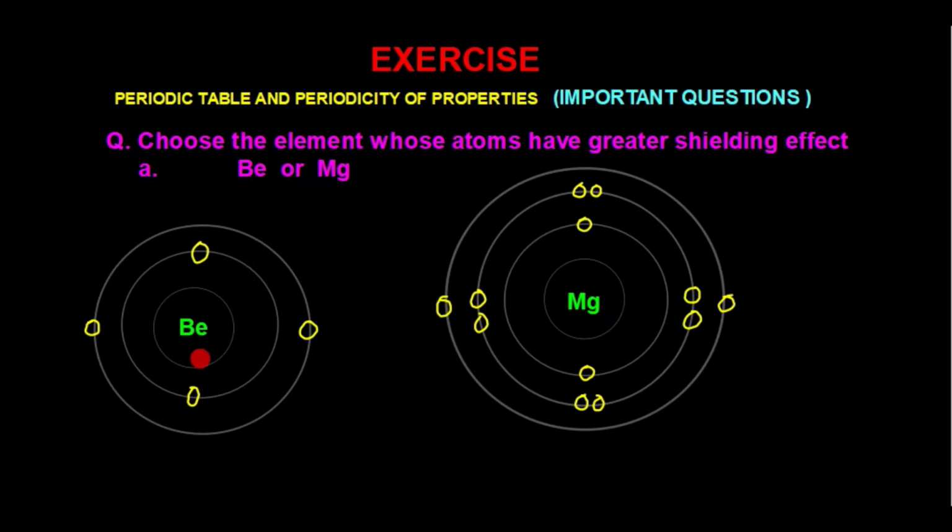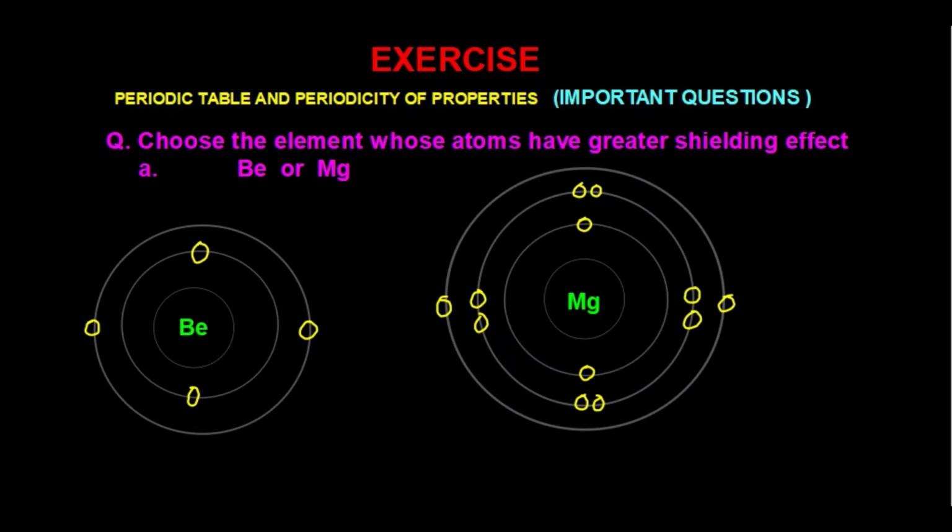Now this is beryllium. Here we can notice how many inner shells are present in beryllium. In beryllium we have just one inner shell having 2 electrons. If we see magnesium, there are 2 inner shells. The outermost shell is known as the valence shell. Between the nucleus and the valence shell we have 2 inner shells. In the inner shell there are a greater number of electrons in the case of magnesium as compared to beryllium. So in this case magnesium has greater shielding effect due to the presence of a greater number of electrons in the inner shell. I hope this question is clear.